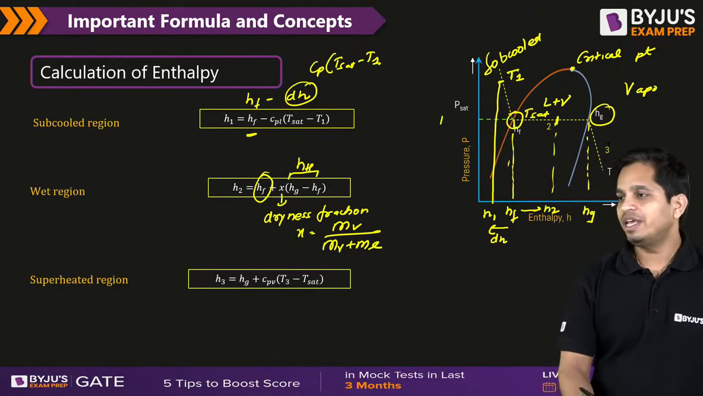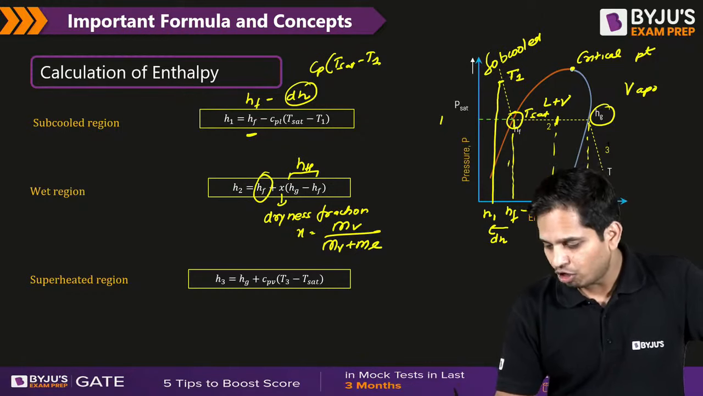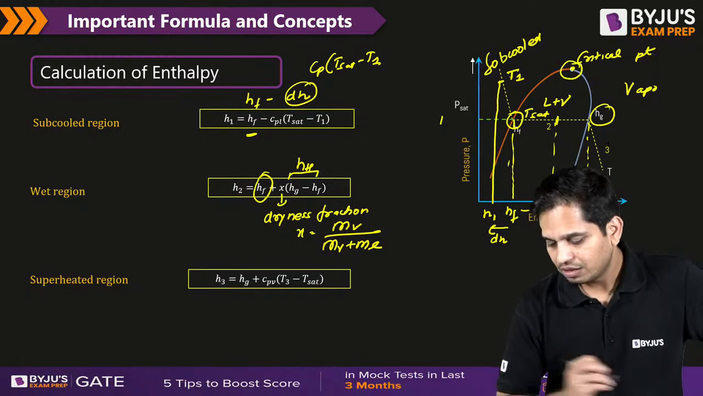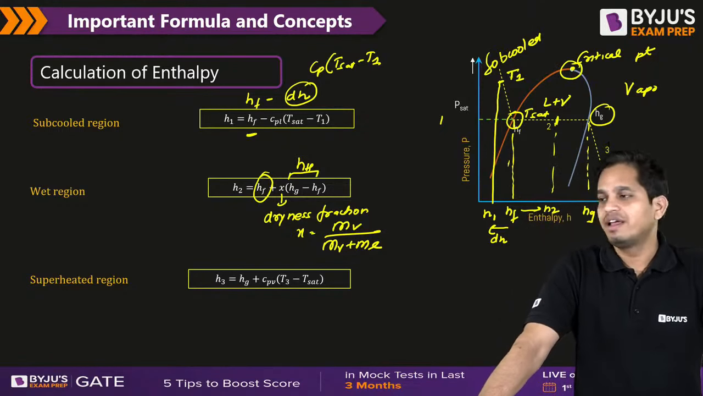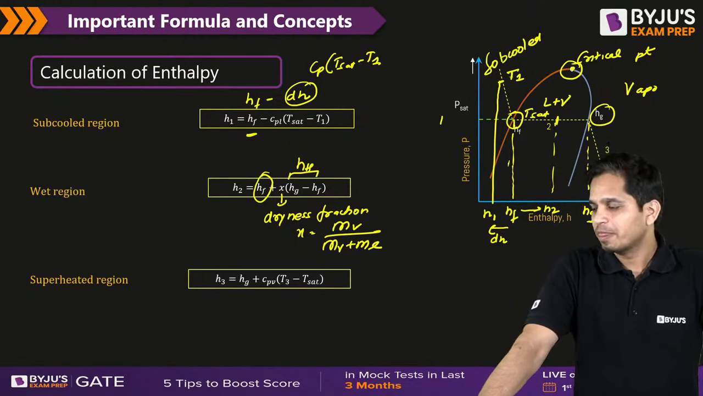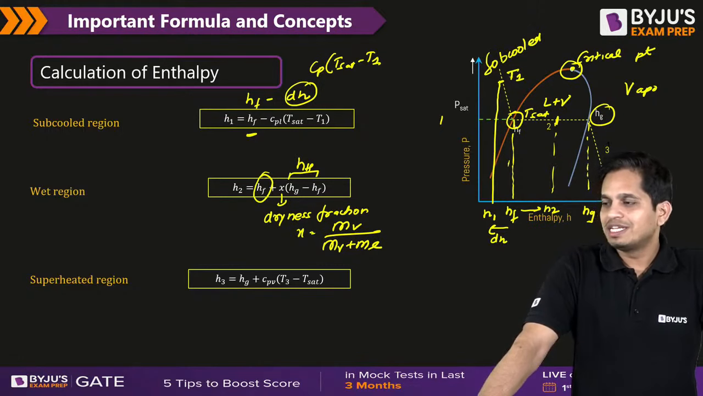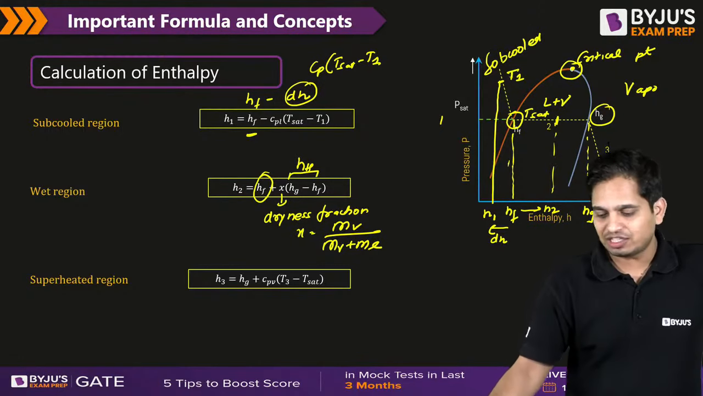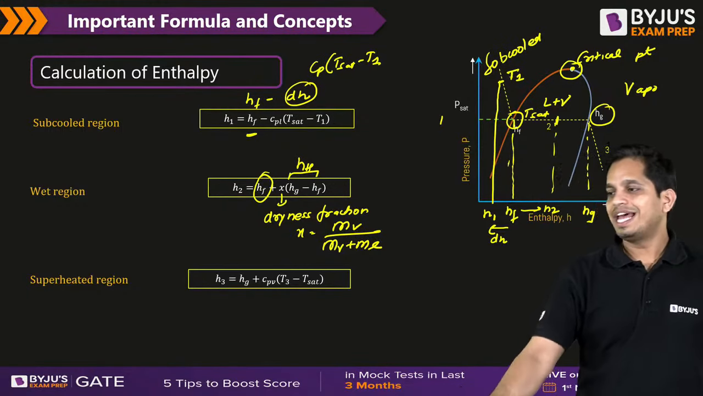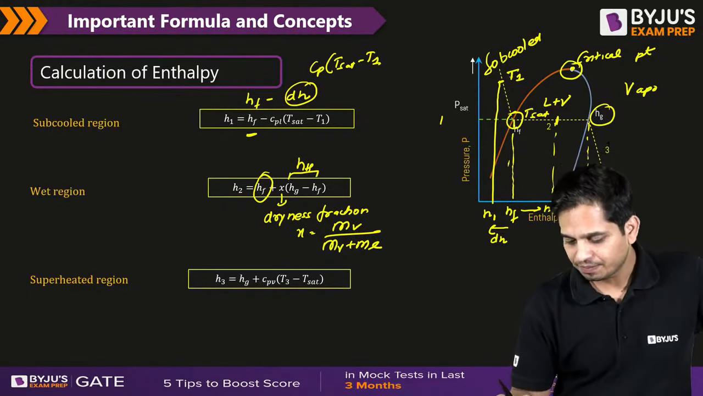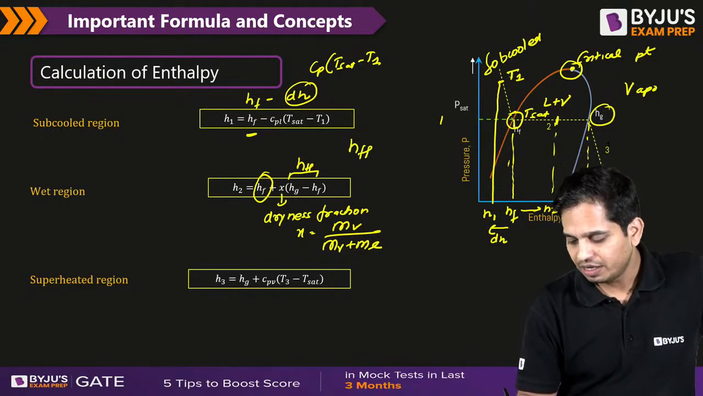Can anyone tell me what is the latent heat here? What is the enthalpy of vaporization here at the critical point? What is the H2? HFG is the enthalpy of vaporization.